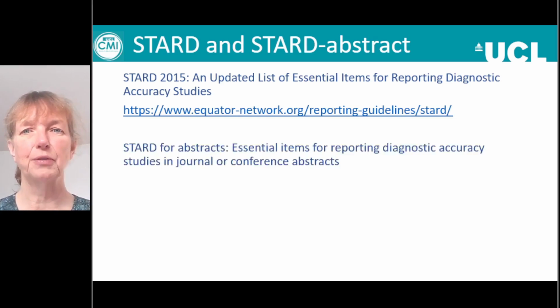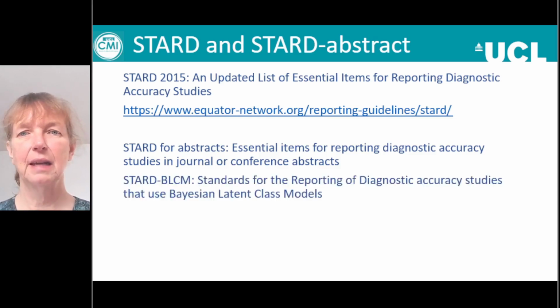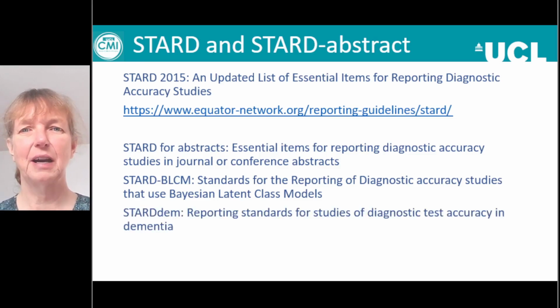There's also a really helpful STARD for abstract. So again, either for your conference abstract or for your abstract in your journal article, I really recommend using that. Then there are some other various additions to STARD. So there's a STARD for latent class models for all those statisticians. There are STARD versions for particular diseases, like in dementia, where there's a STARD version for dementia. So you'll find all of these at the Equator network.